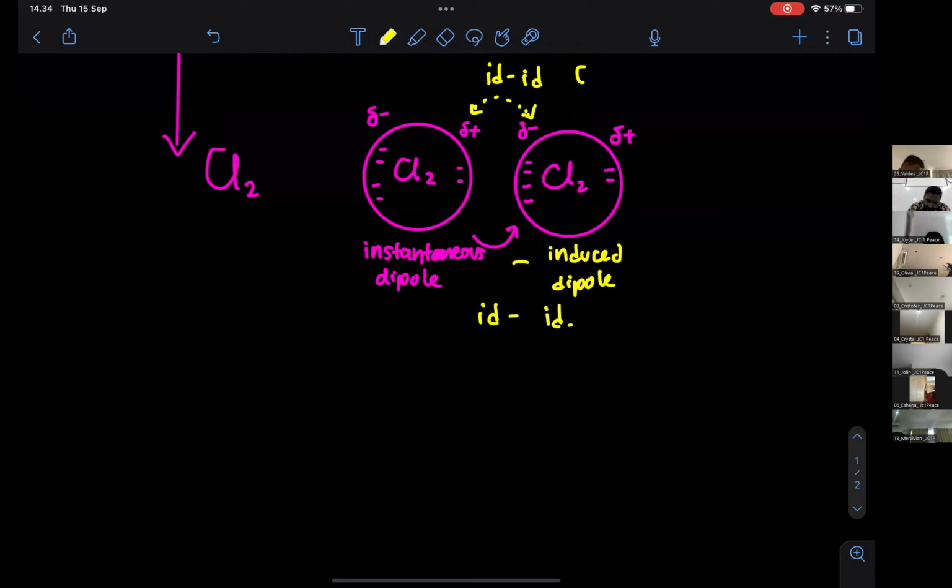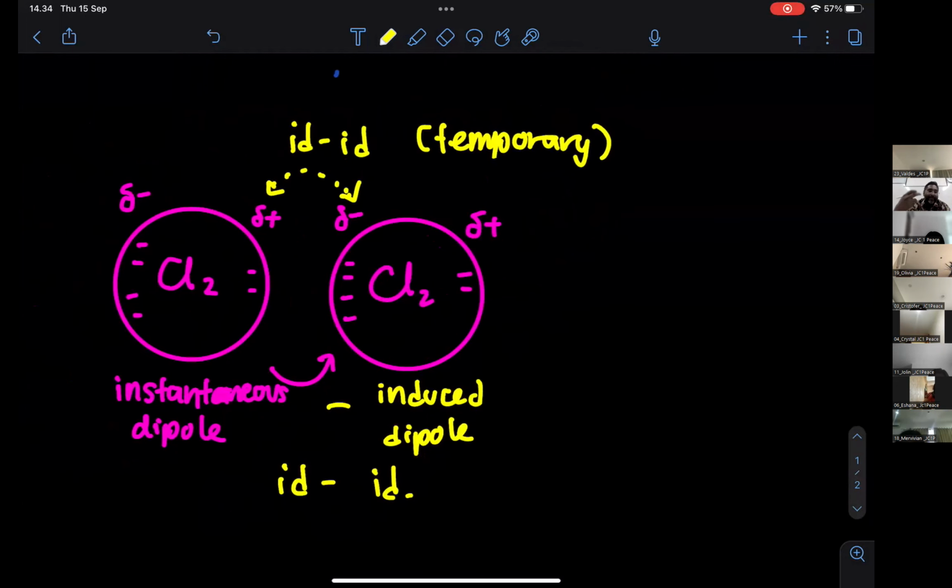And this is temporary. If it is temporary, it means at that particular instant, it keeps on breaking and forming again. So it is the weakest van der Waals force, or the weakest intermolecular force of attraction. Therefore, the boiling points for Cl2 and Br2 are generally low.